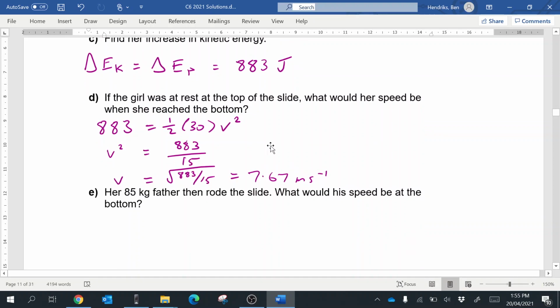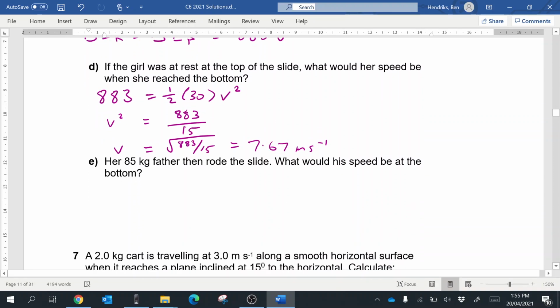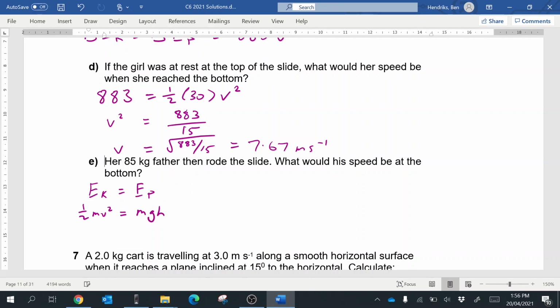Her father, who's 85 kilograms, then rode the slide. What would his speed be at the bottom? We could go through all of the same calculations again, but I can tell you right now it's going to be the same speed, because mass doesn't have anything to do with the change from potential to kinetic energy. If we make EK equal to EP, we have half mass times velocity squared is equal to mass times gravity times height.